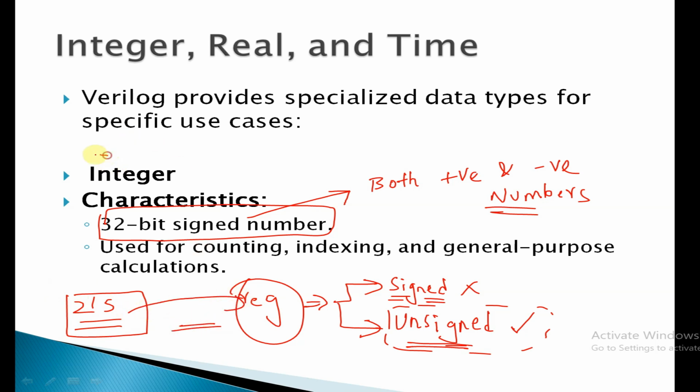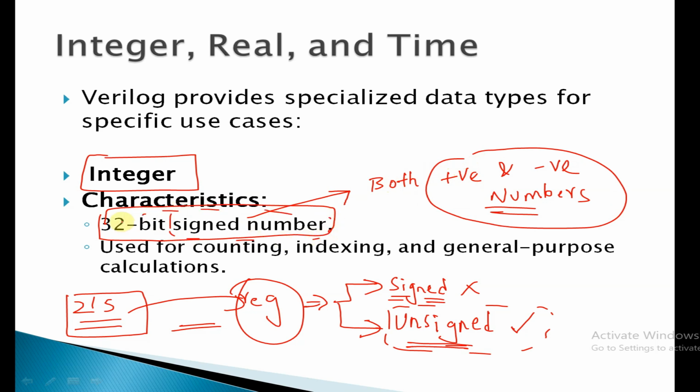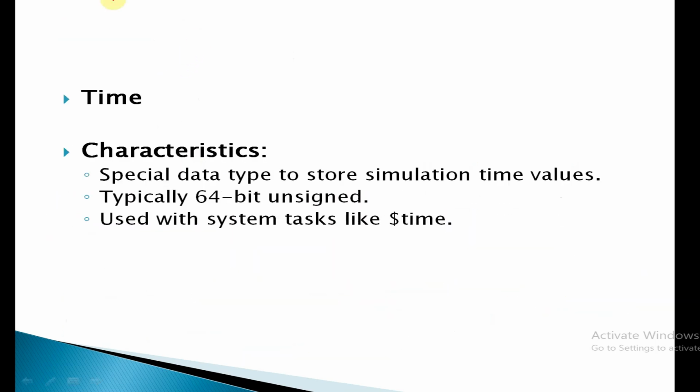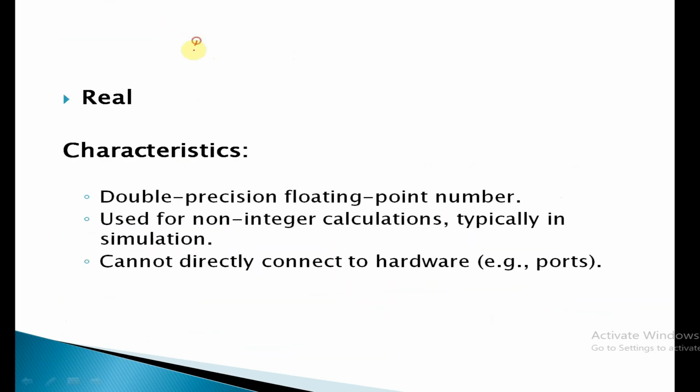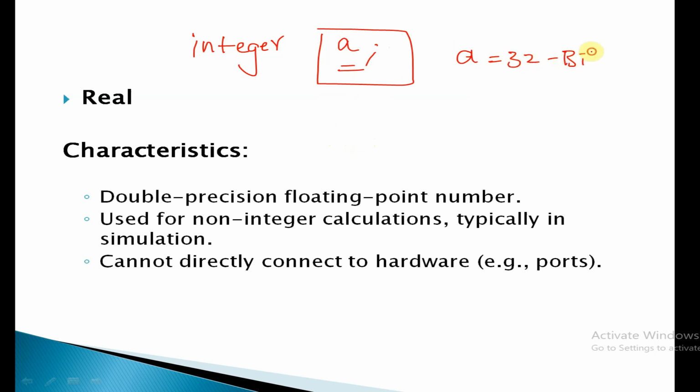Whereas in the case of integer, we can store both positive numbers as well as negative numbers, because it is a signed number. By default, the size of integer is 32 bits. So if you want to store anything, let's say integer a, then what is the size of this particular variable a? 32 bits. So a will be equal to 32 bits.